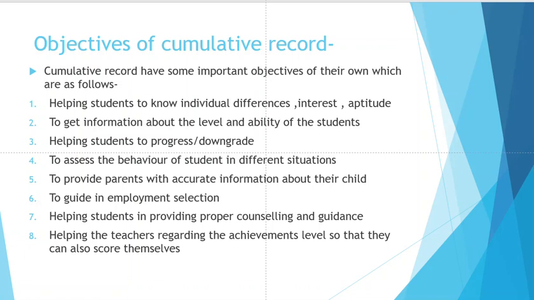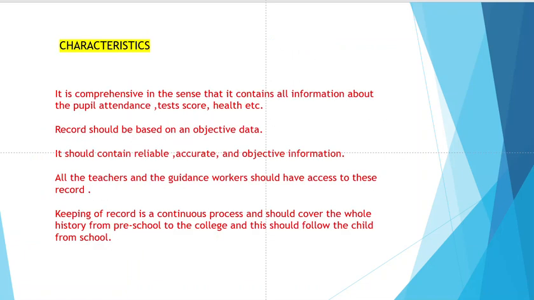I think all of you understand very well about this. And now we come to the characteristics of the cumulative record. First major characteristic of the cumulative record, it should be comprehensive. Whatever information we get for a particular student, it should be complete, easy and comprehensive. So the first one is related to comprehensiveness.